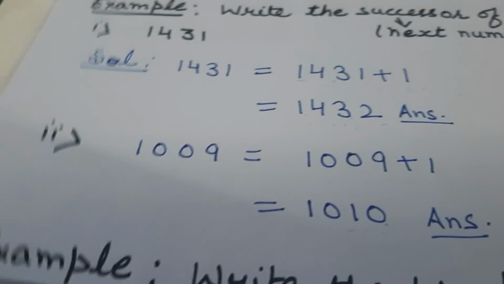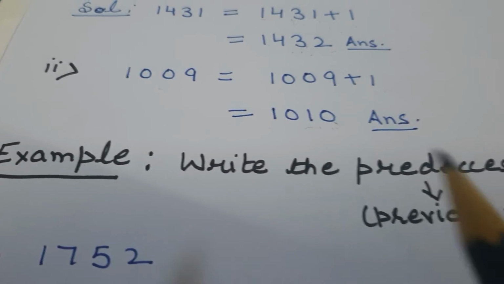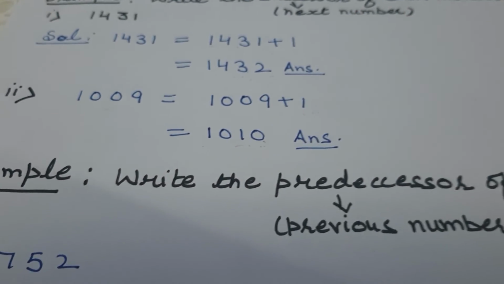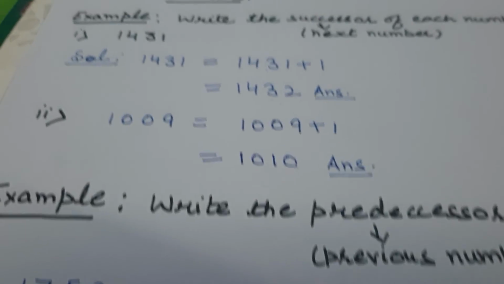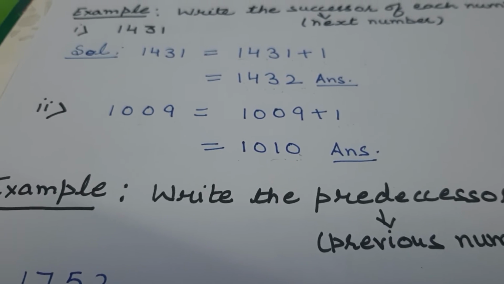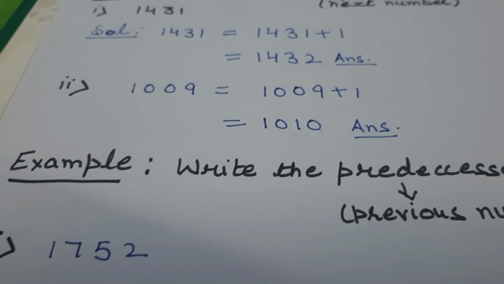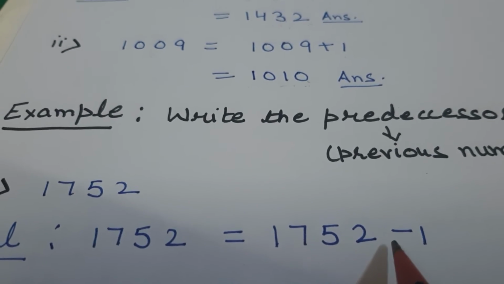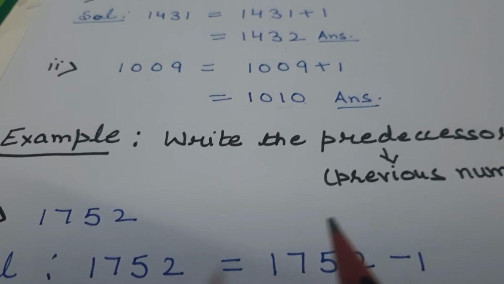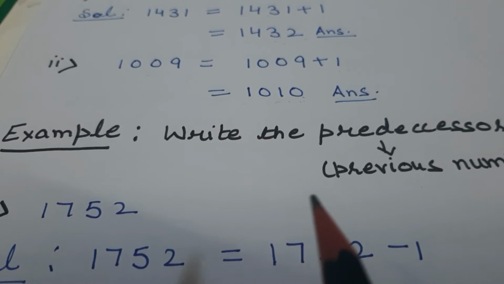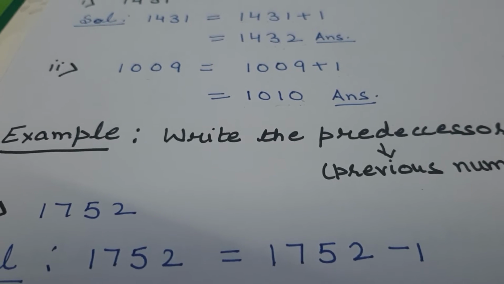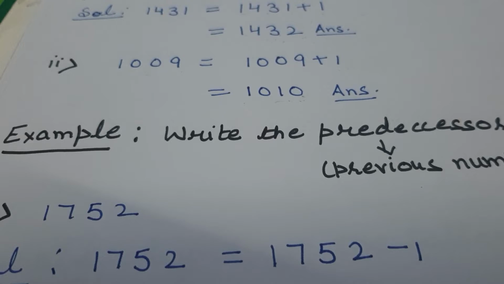Now the next example I am taking is based on predecessor. Okay, write the predecessor of the following numbers. So predecessor means previous number. And how do we get the previous number? By subtracting 1. Like 5 minus 1 is 4, 4 minus 1 is 3, 3 minus 1 is 2. So see, we are getting the previous numbers by subtracting 1.